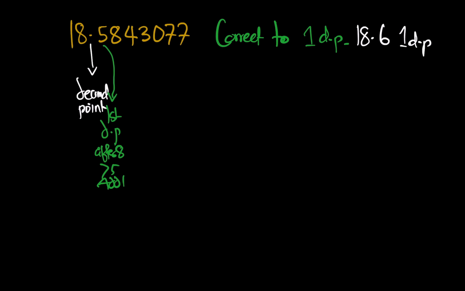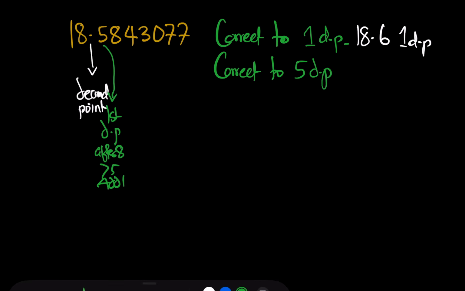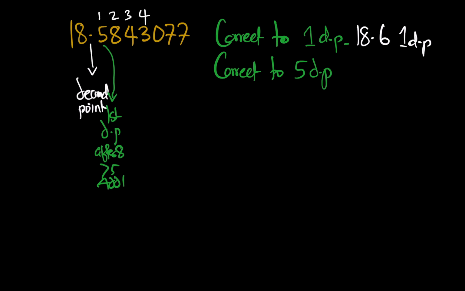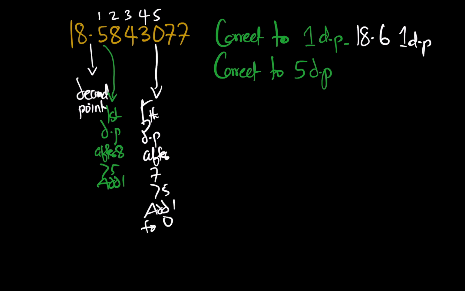Can you see that? Now let's imagine we want to correct this to 5 decimal places. We know that this is our first decimal place, second, third, fourth, and fifth decimal place. Now, if this is our fifth decimal place, the number after it is 7, which is greater than 5. So we add 1 to the 0, and then our answer is going to be 18.58431. And then we've been able to correct it to 5 decimal places. Is that clear? Is that okay?